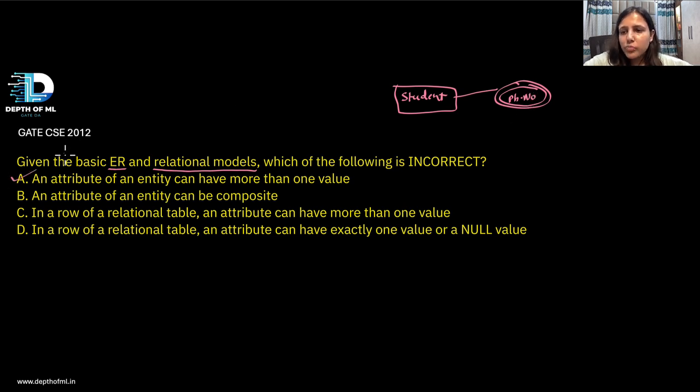So this is allowed. An attribute of an entity can be composite. This is also fine. We have seen this in the ER model. So this is related to the ER model. This is also related to the ER model.